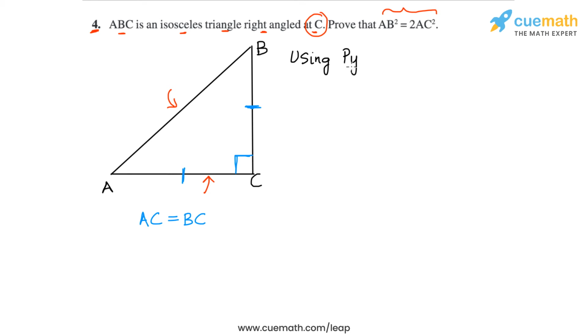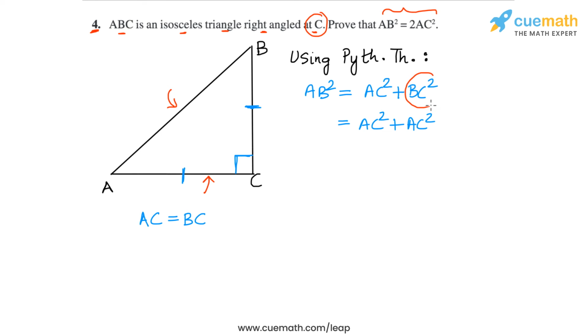So using the Pythagoras theorem, I'm going to write this in short. We must have the square of the hypotenuse. So AB square must be equal to the sum of the squares of the other two sides. So we must have AB square equal to AC square plus BC square. And this sum we can write as AC square plus AC square itself. Why? Simply because BC is equal to AC. So BC square will be equal to AC square.